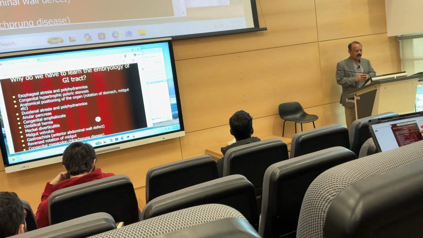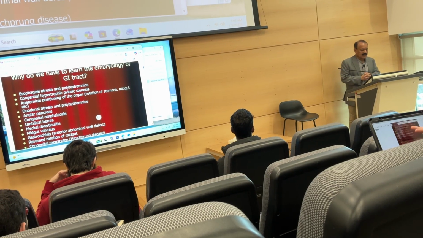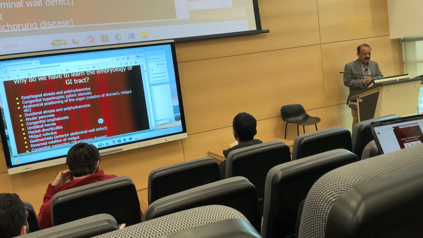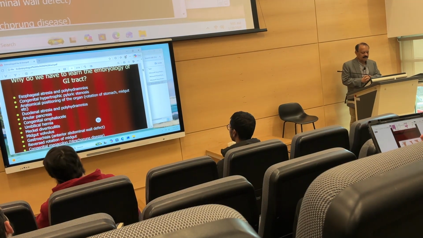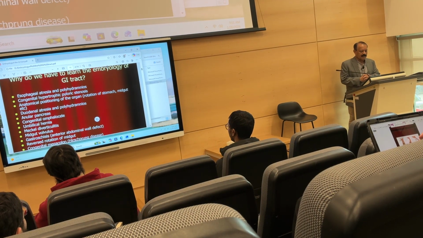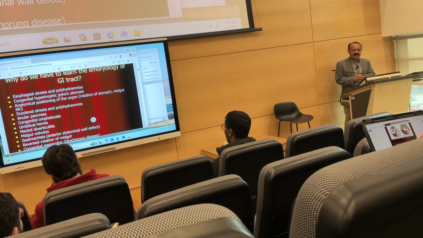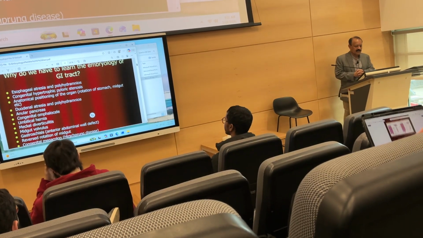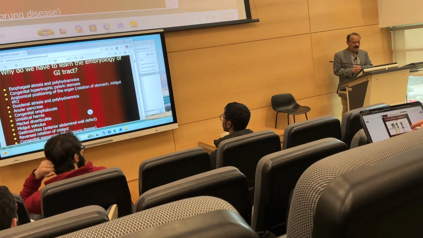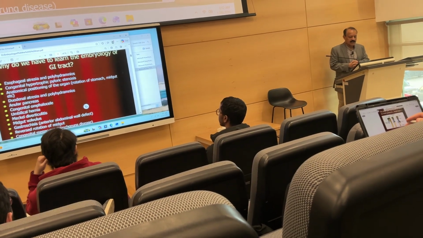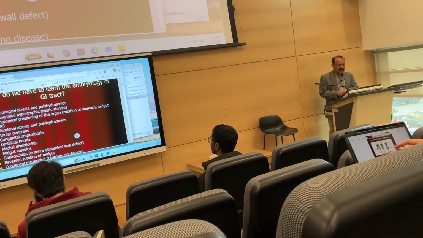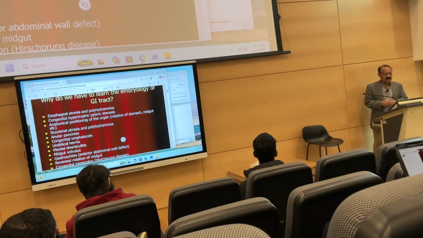Today, we'll be dealing with several parts. Actually, when I look at it, 1, 2, 3, 4, 5. Esophageal atresia, congenital hypertrophic pyloric stenosis, anatomical position of the organ, rotation of the stomach, duodenal atresia, polyhydramnios, and annular pancreas. So 1, 2, 3, 4, 5.